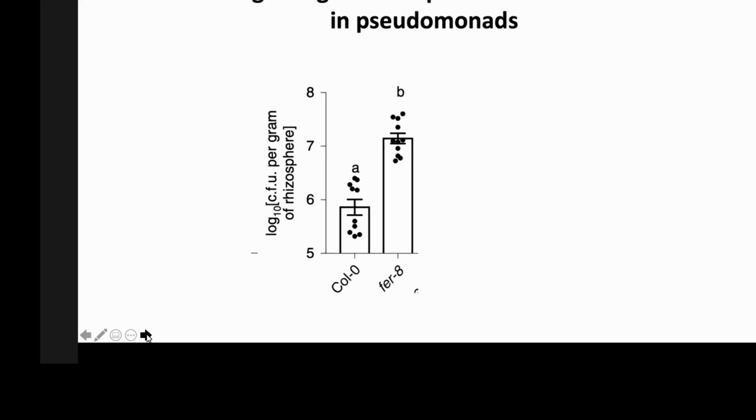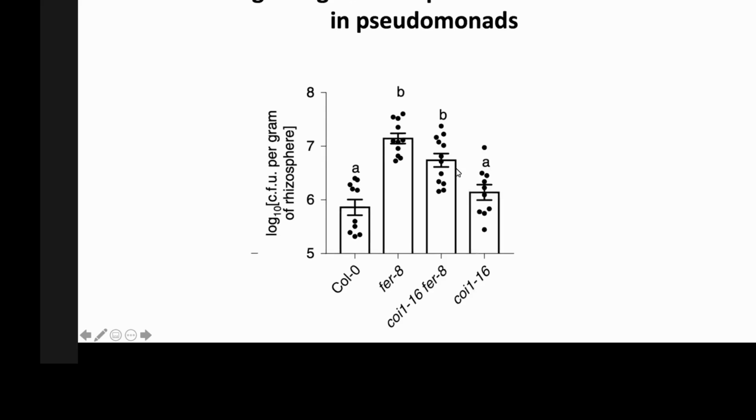But what was, I think, disappointing was that when they looked at the CFUs in this double mutant, they actually did not see a significant decrease in the levels of CFUs in the double mutant as compared to FER8.